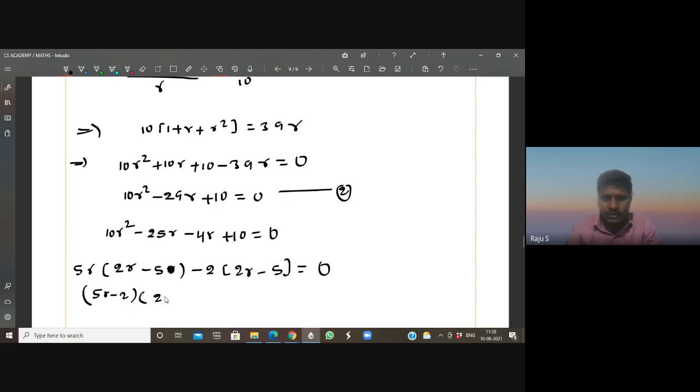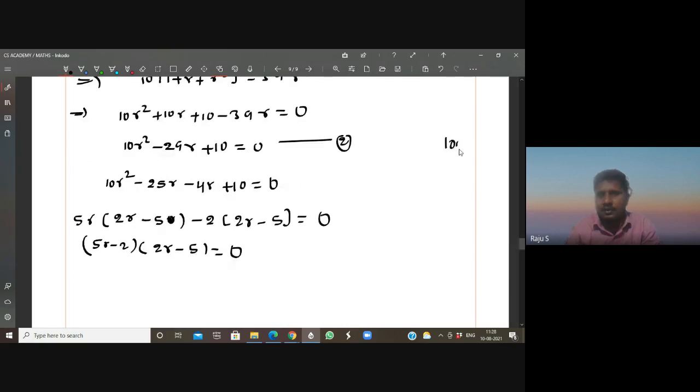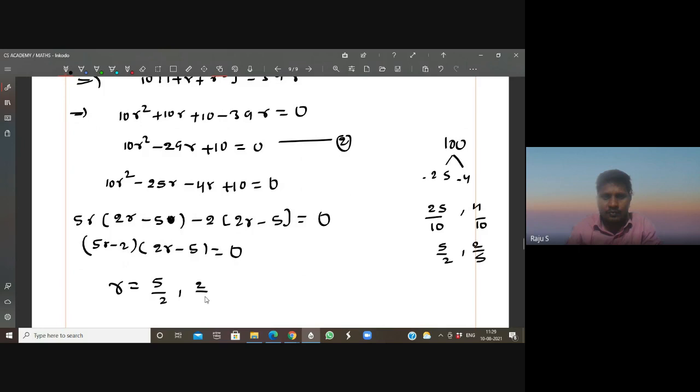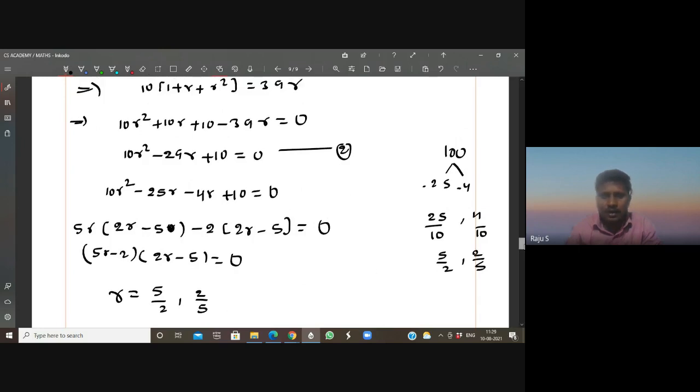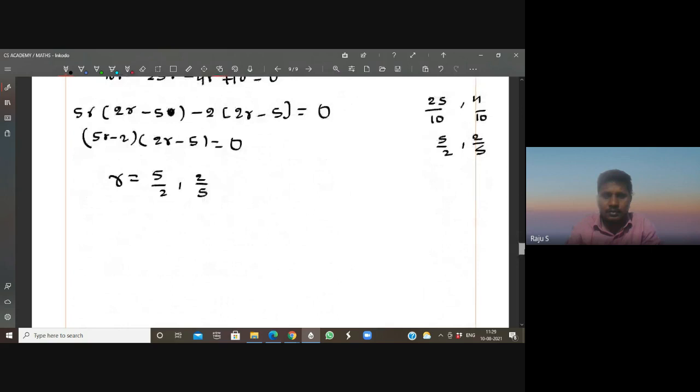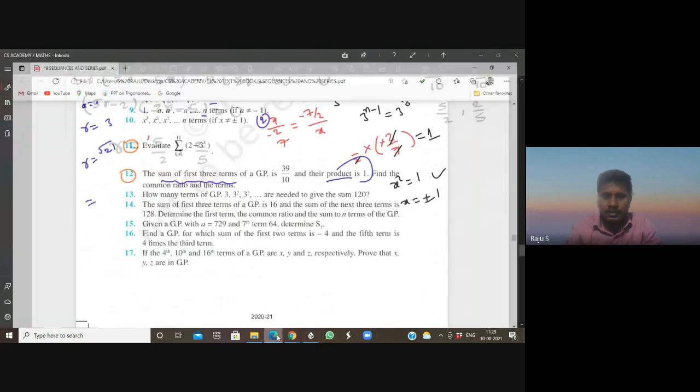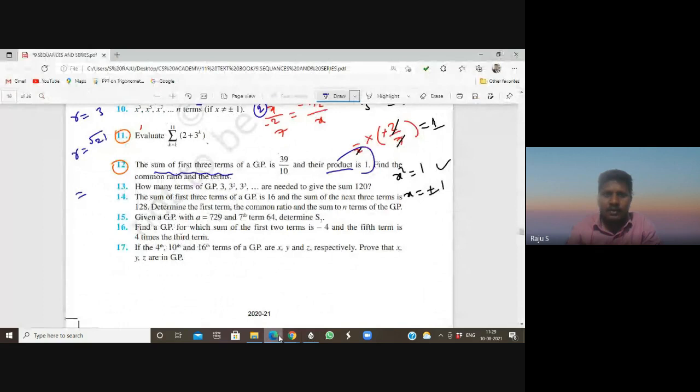We can write directly, because with the help of factorization, the 100 is there. With the help of 25 and 4, minus 25 and minus 4, so the answer is plus 25 plus 4 by 10 by 10. So the answer is 5 by 2 and 2 by 5. Right, students? So R is equal to 5 by 2 and 2 by 5. These are the common ratios. But what is the question? Find the common ratio and the terms.